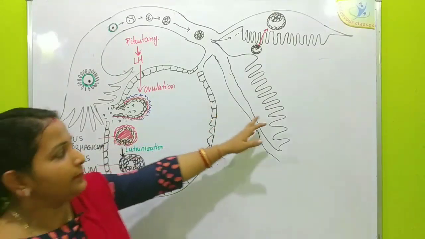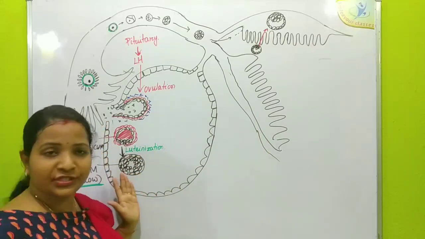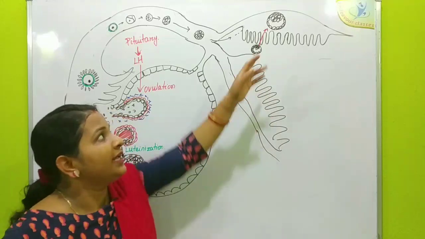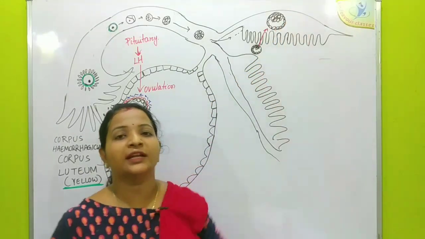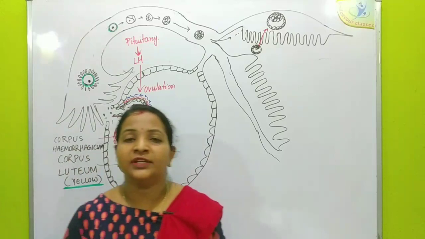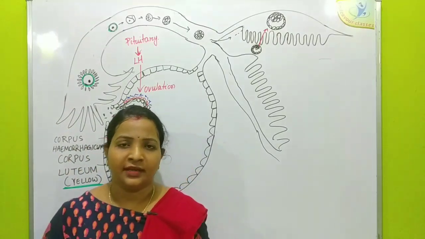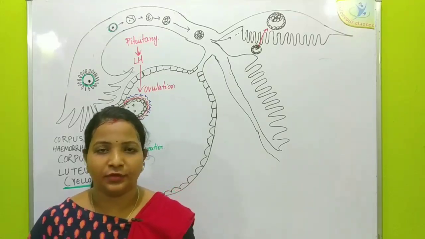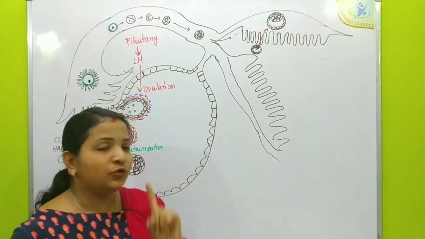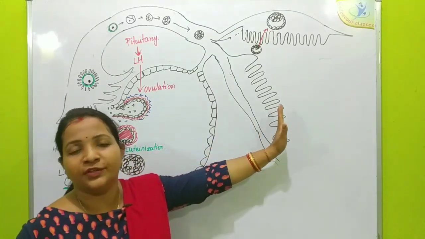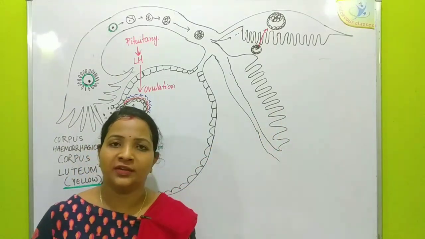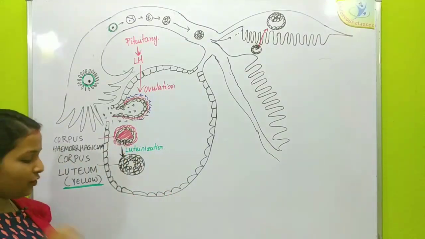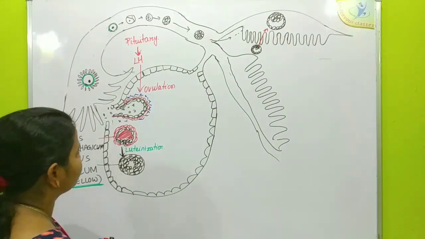So let us summarize, progesterone helps in the maintenance of the uterine endometrium, and usually implantation occurs about 7 days after ovulation, that is on the 21st day of the cycle. So you can see maximum thickness of the uterine endometrium on the 21st or 22nd or 23rd day. So this is all about the function of progesterone hormone.